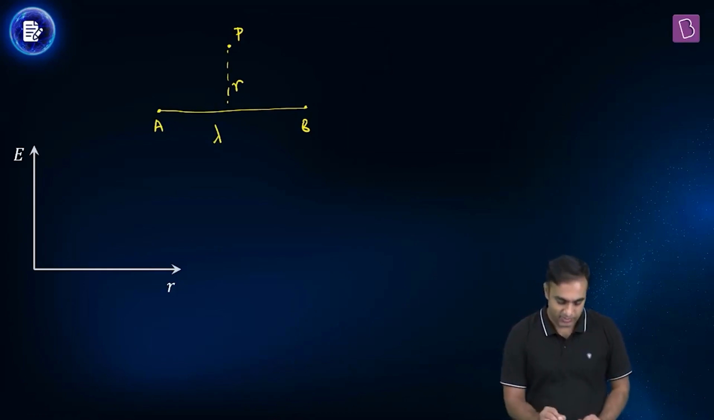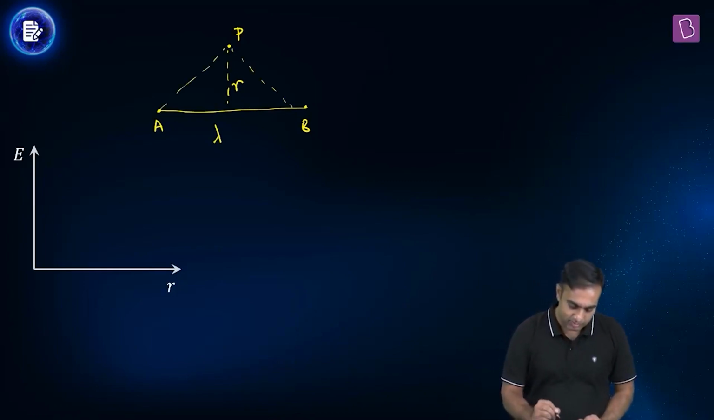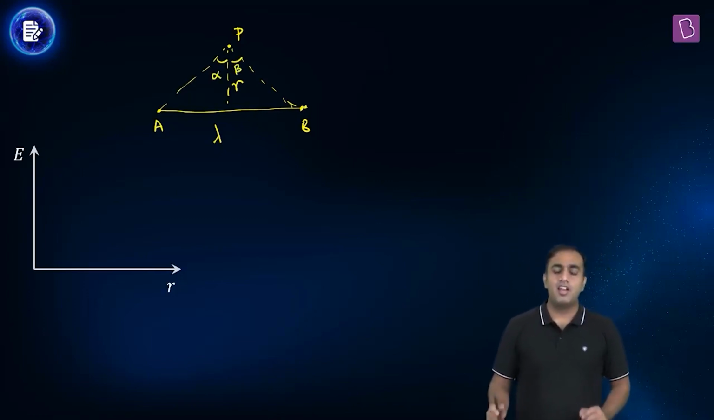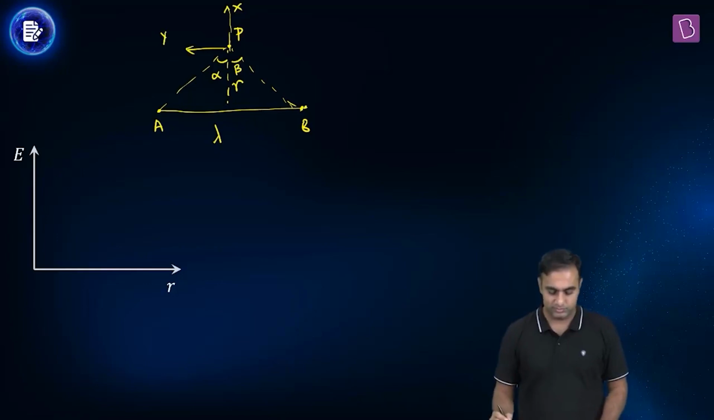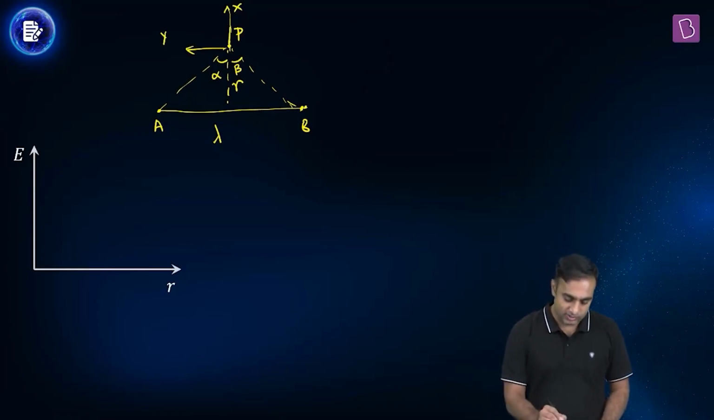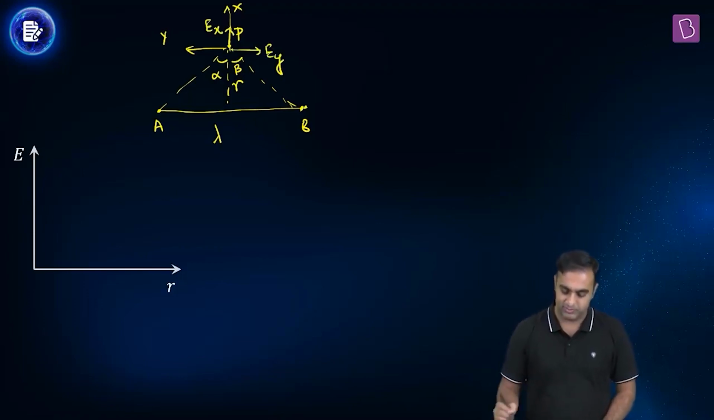In that case, if these two are the angles made by the ends of the rod or the line charge, alpha and beta, let's choose x-axis and y-axis as shown. The electric field generated because of this line charge at point P will have two perpendicular components, one along x-axis, another along y-axis.